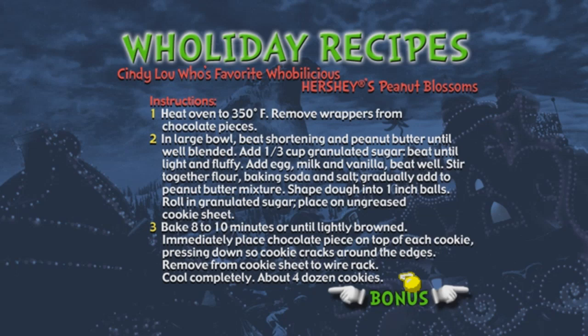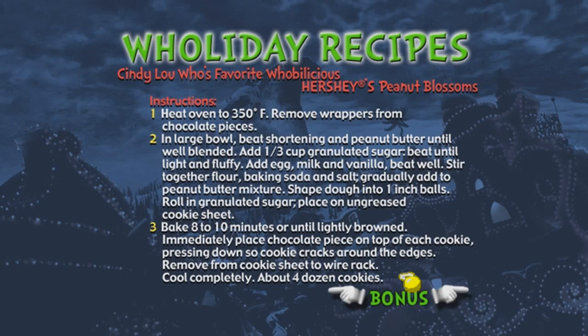Add the egg, milk, and vanilla. Beat well. Stir together the flour, baking soda, and salt. Gradually add to the peanut butter mixture. Shape dough into 1-inch balls. Roll in granulated sugar, place on an ungreased cookie sheet.